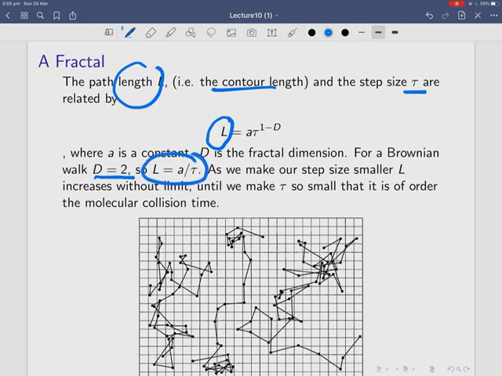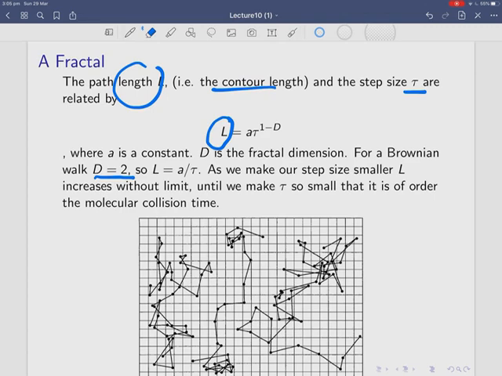So as we make our step size smaller, L increases without limit. The length you get, the contour length, depends on the size of your measurement, the size of your ruler in some sense. Until at least we make tau so small that it's of order of the molecular collision time, in which case this starts to break down. It's no longer a fractal. All fractals have some limit below which you can't probe things anymore.